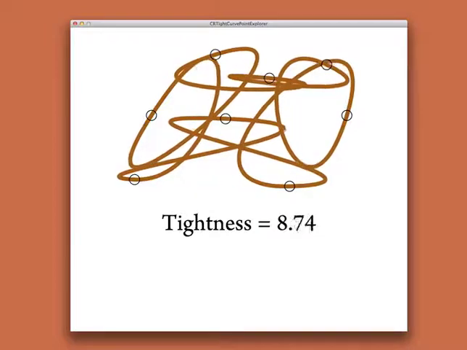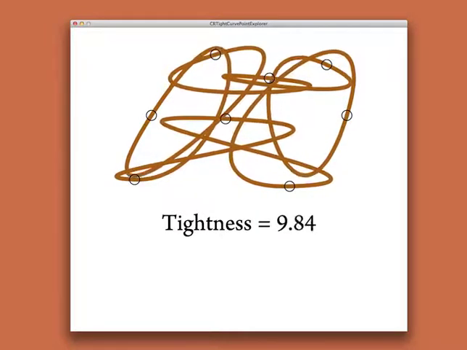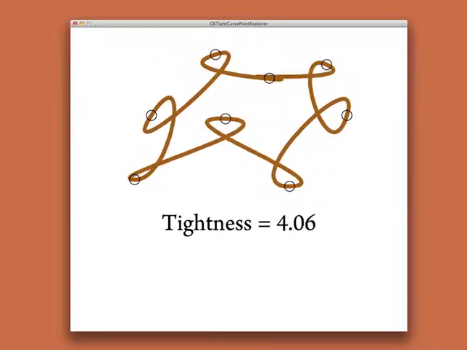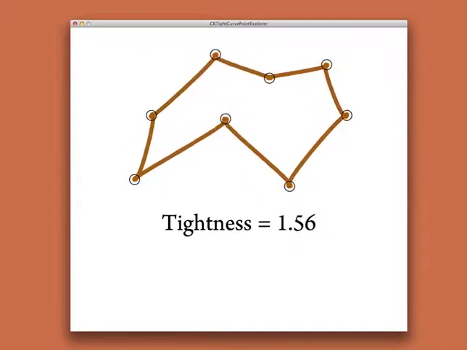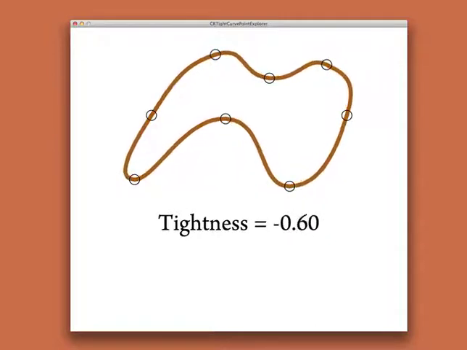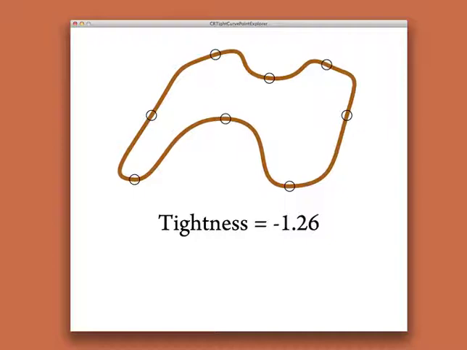There's no hard and fast rule on how to use tightness. Generally speaking, if you stick between -1 and 1, you'll get a curve that looks like the curve you started with. But you can go crazy and use any value you like. The right value of tightness for your curve is the one that makes it look the way you want it to look.